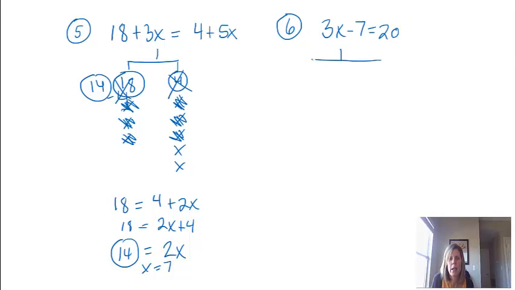I'm going to draw my balance again. So I'm going to have 3 x's. And then this one, notice it says minus 7. So instead of just putting a 7 in a circle, I'm going to put the minus 7 in the circle. And then on the right side, there's just a 20. So I'm going to put 20 in the circle.